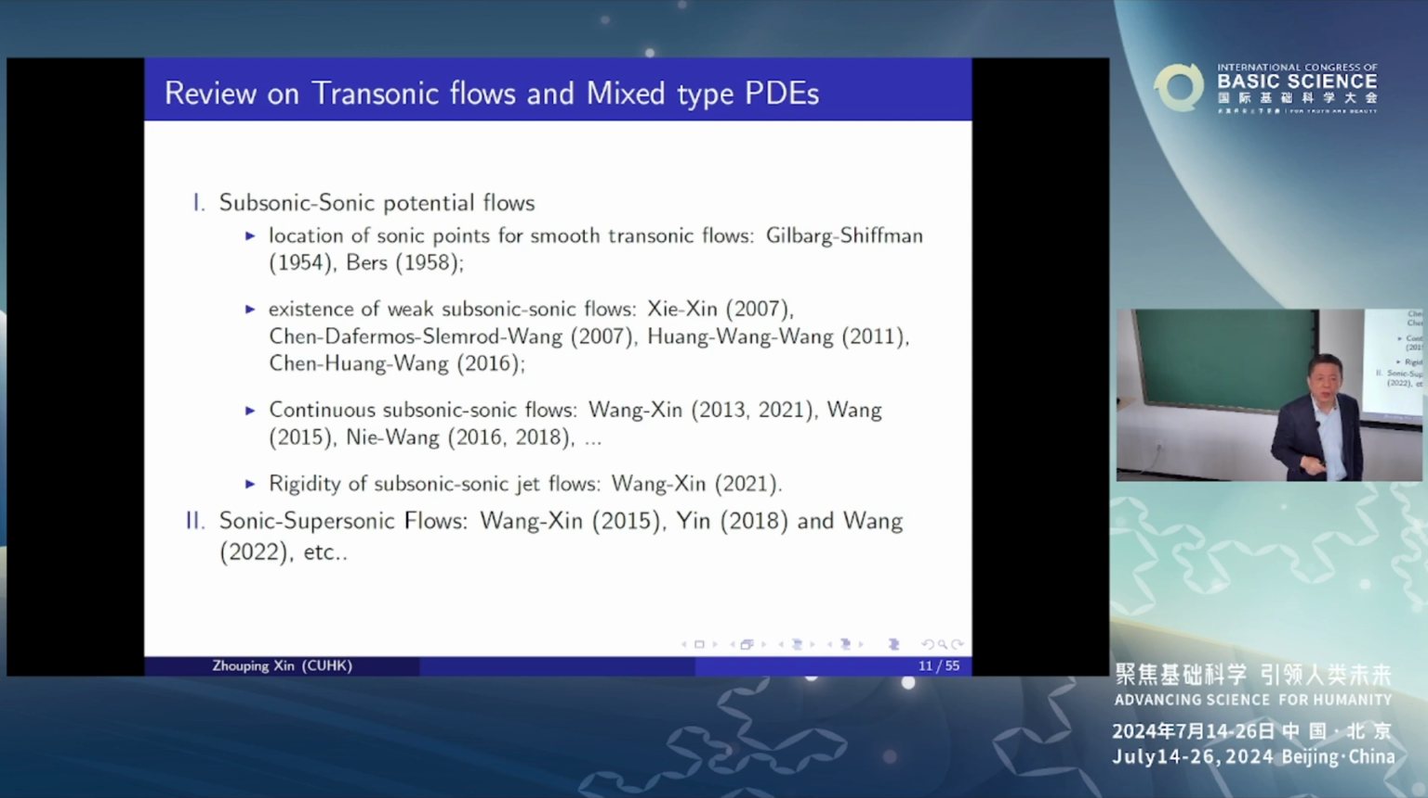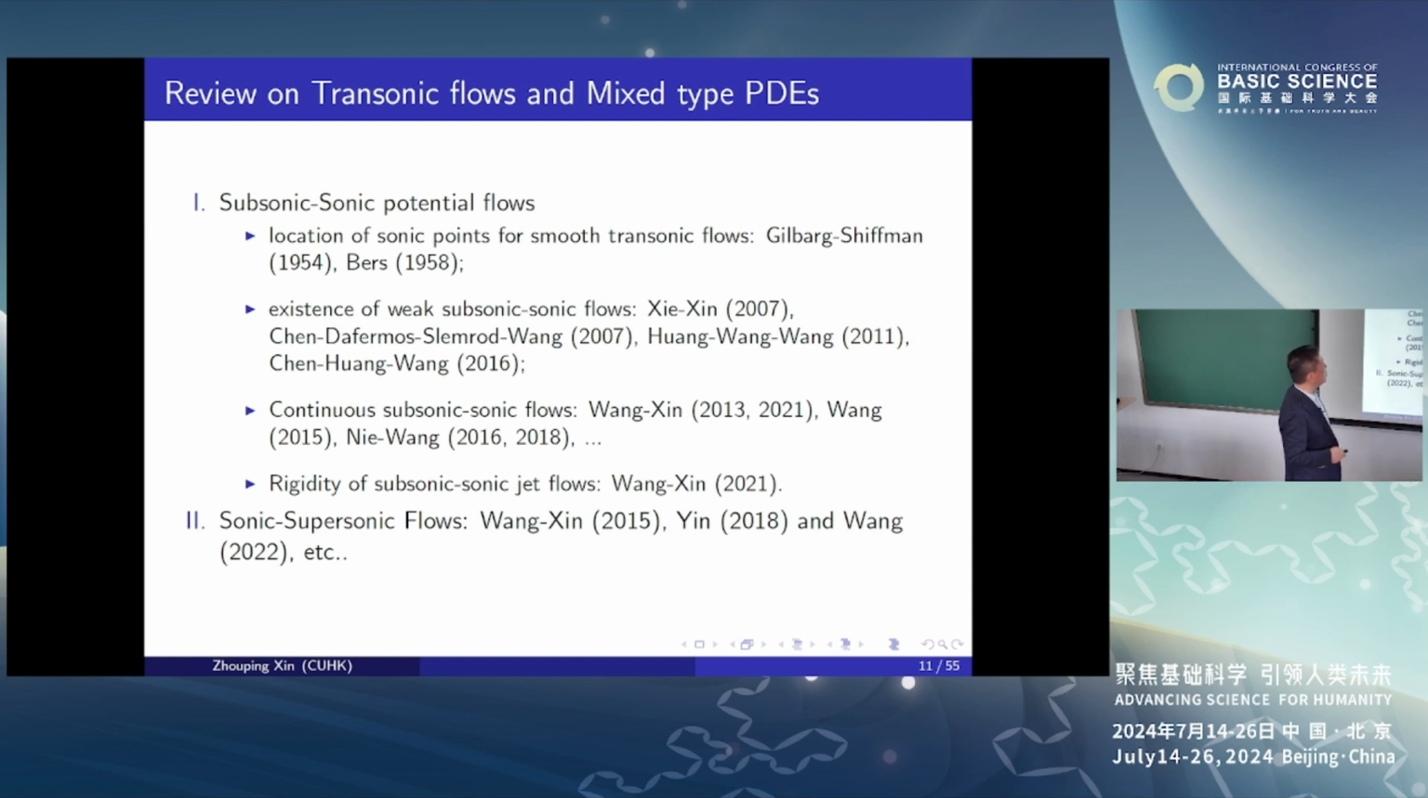You don't know where the sonic state is. You know the flow is subsonic to sonic, but you don't know where the sonic state is. In other words, you don't know where the speed reached maximum. You know somewhere it's close to maximum as much as possible, but you don't know where it is, because the solution is only R infinity. There's no regularity. That's why I started to work with Chunpeng Wang.